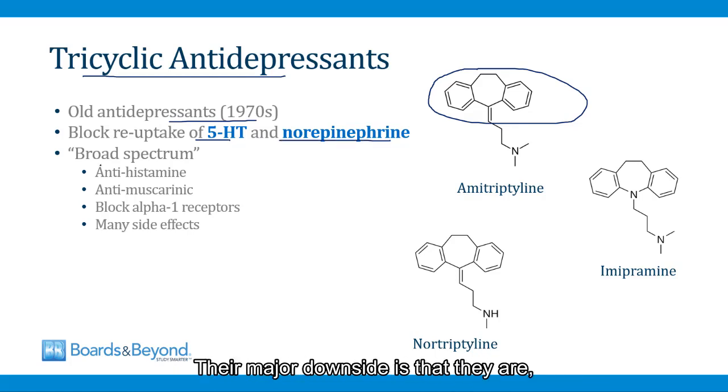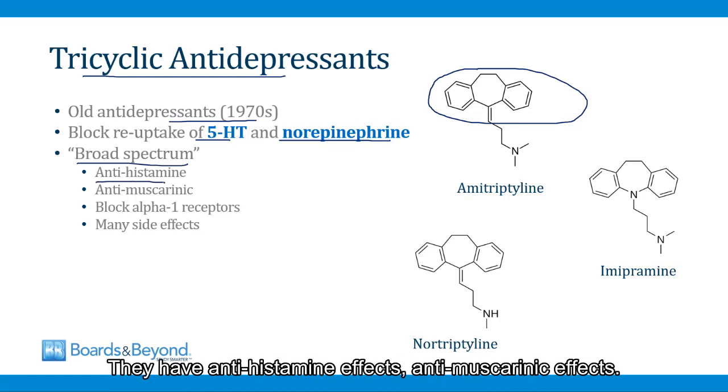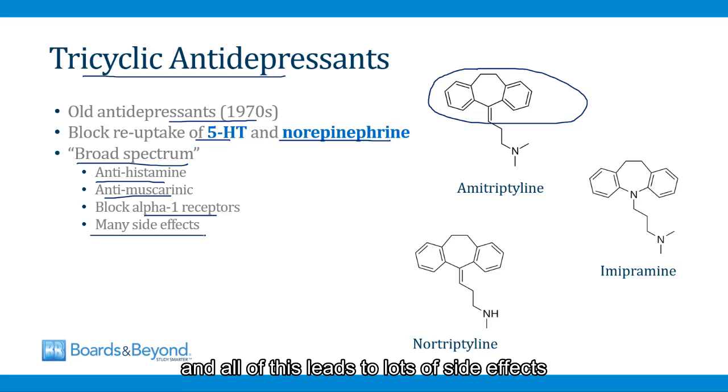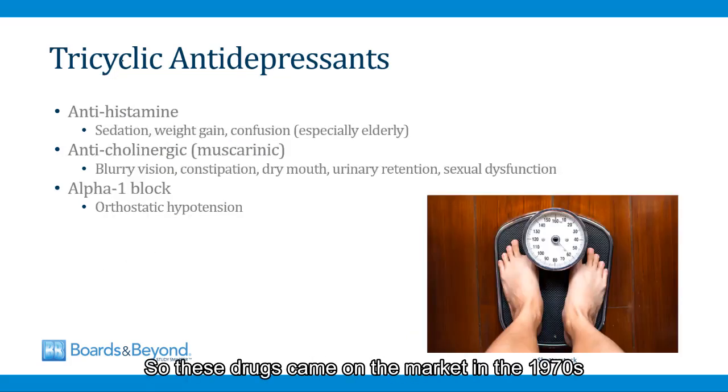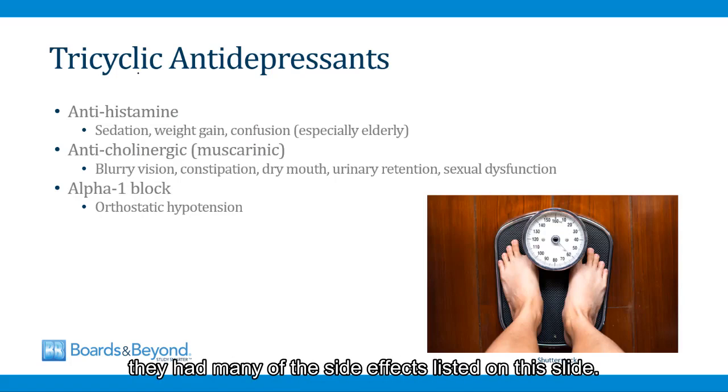Their major downside is that they are what's known as broad-spectrum drugs. They have lots of effects on different receptor types. So they have antihistamine effects, antimuscarinic effects, they block alpha-1 receptors, and all of this leads to lots of side effects of these drugs. So these drugs came on the market in the 1970s and early 1980s, and when patients took them at that time, they had many of the side effects listed on this slide.